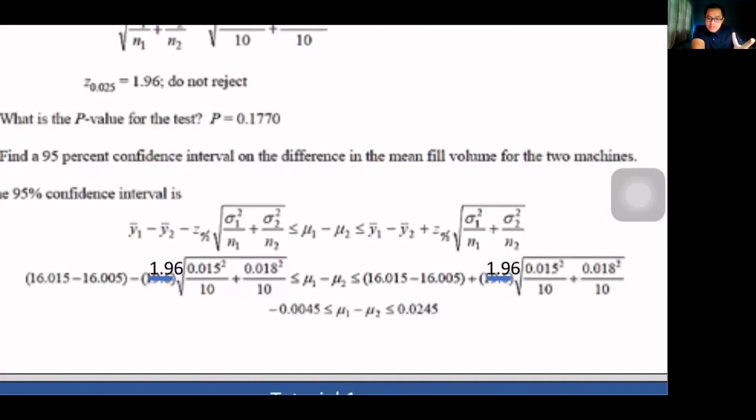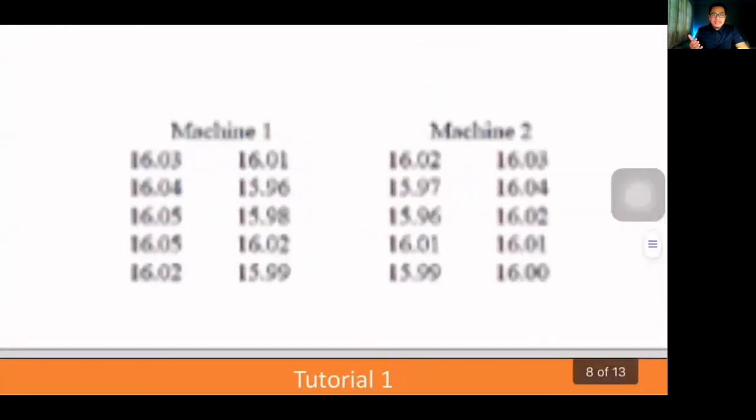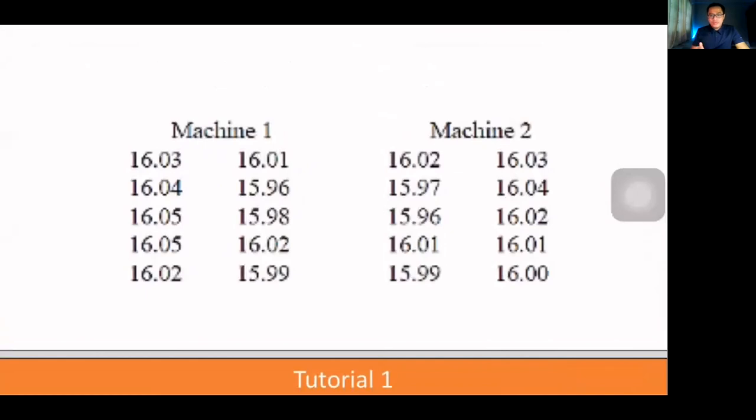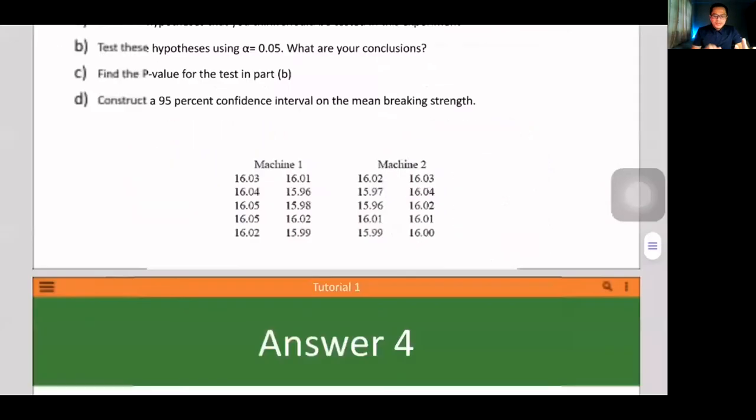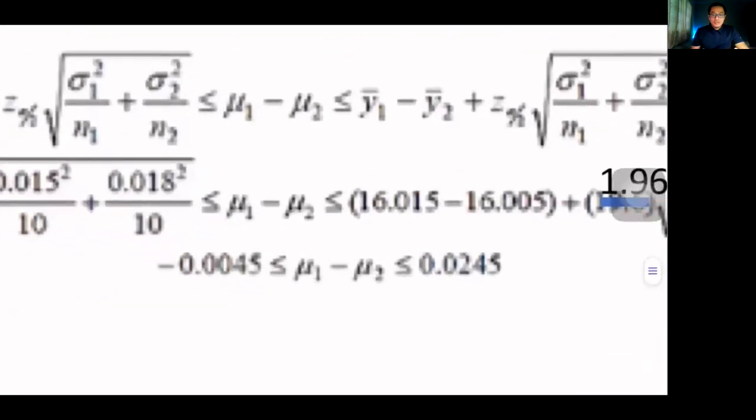Number two, the difference. As you can see in the tables here, the number is 16 and sometimes it's 15.95, 15.97, so it fluctuates. So we can predict the difference between the two machines. The first machine is mu1, the second machine is mu2. Sometimes mu1 has fewer ounces than mu2, around negative 0.045 ounce. Sometimes machine 1 is filling more than mu2, around 0.0245 ounces.